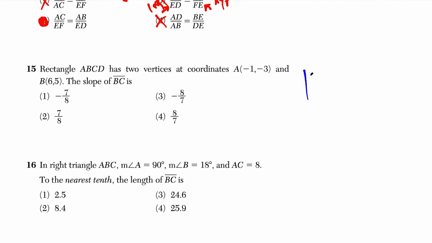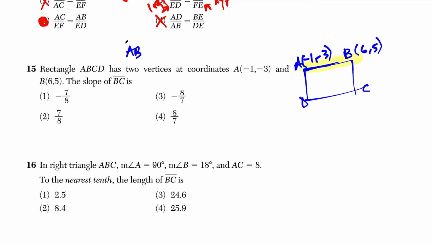Question 15, we have rectangle ABCD, and I'm not going to necessarily plot this. I'm just going to draw this out so I know where the corners are and where the diagonals are. So we have vertices A and B, and we want to find the slope of BC. This is not drawn to scale, but A is at -1, -3, and B is at 6, 5. If we want to know the slope of BC, notice we could find the slope of AB, and BC is perpendicular to AB.